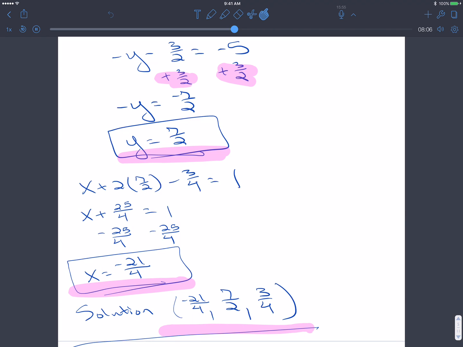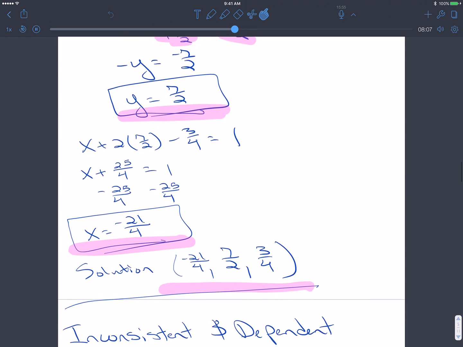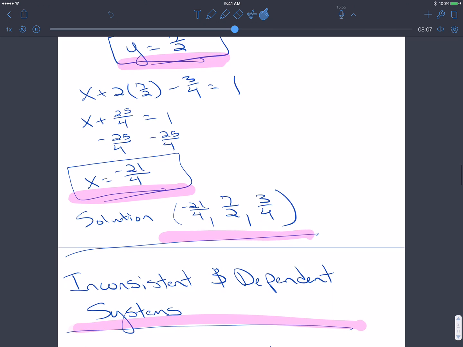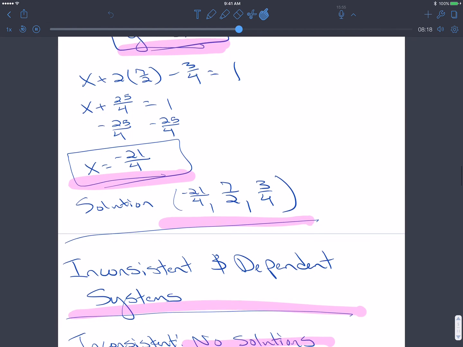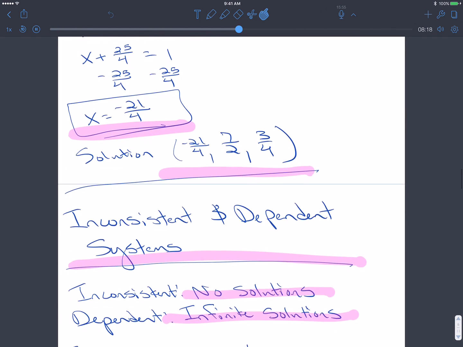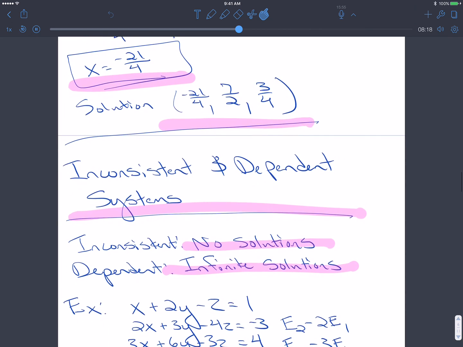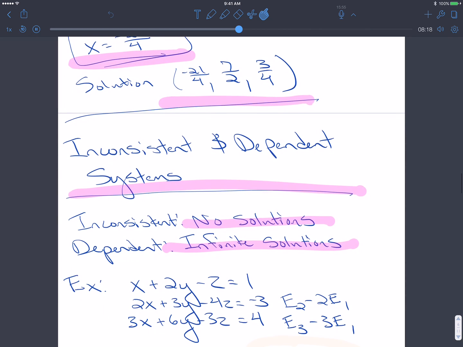Just like in 7.1, we can also have inconsistent and dependent systems. So it's important to talk about those. They're exactly the same as they were in that section. Inconsistent means you have no solutions. Dependent means you have infinite solutions. But now that you have 3 equations, they might look a little bit different.